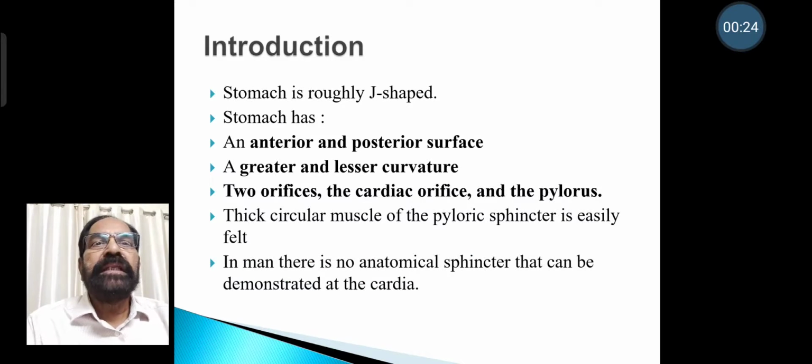Stomach is roughly J-shaped. Stomach has an anterior and posterior surface, a greater and lesser curvature, two orifices, the cardiac orifice and the pyloric orifice, and a thick circular muscle, a pyloric sphincter, which can be easily felt. In man, there is no anatomical sphincter that can be demonstrated at the cardiac end.